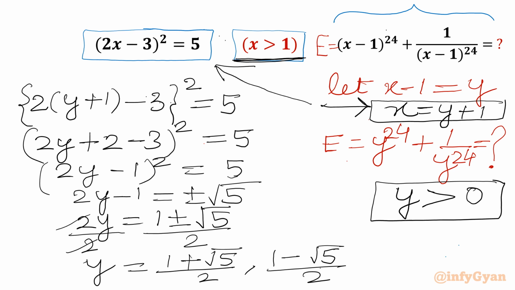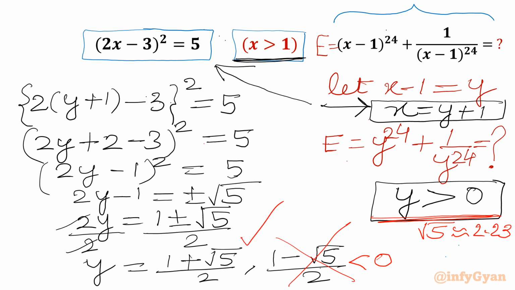Now the condition on y is y must be greater than 0. We know that root 5 is approximately 2.236. So this value will be negative. We will reject negative y. So accepted y will be (root 5 plus 1) over 2. Let me write here y equal to (root 5 plus 1) over 2.